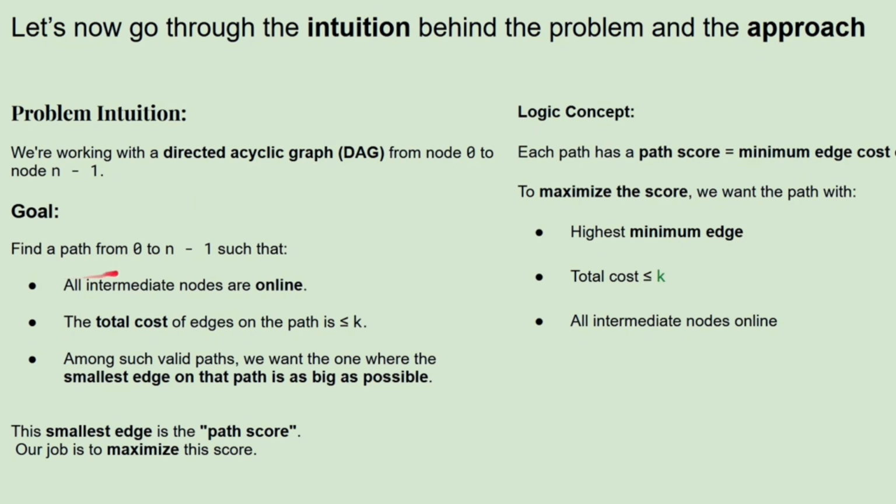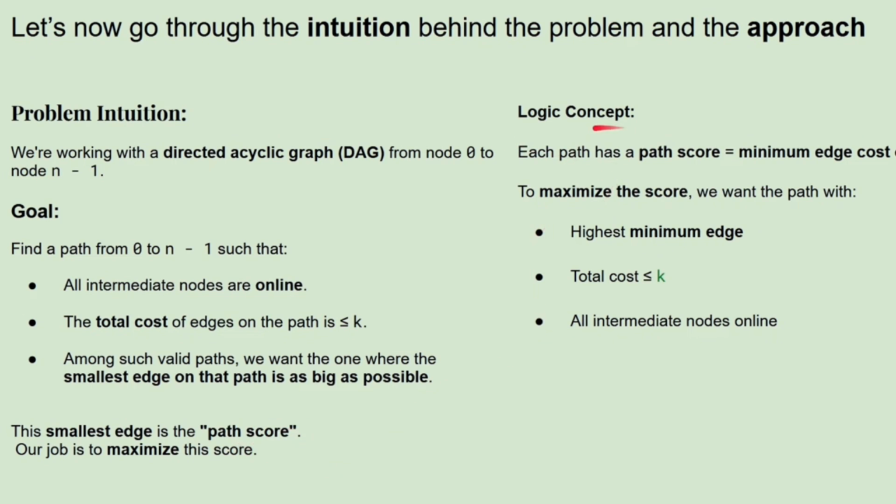So our goal is to find a path from 0 to n minus 1, where all the intermediate nodes are online. The total cost of the edges should be less than or equal to k, and among all such paths we want the one where the smallest edge on that path is as big as possible.